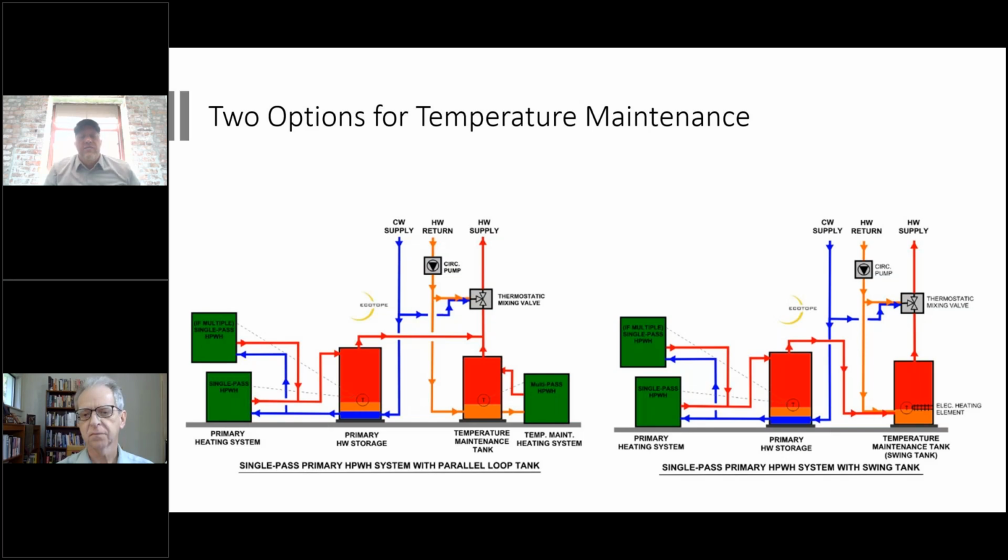So just hammering this down once again, for temperature maintenance, you either have a swing tank approach. Again, that keeps it separate from your hot water storage, and that's the system on the right. Or you've got a parallel loop tank, which is just a multi-pass heat pump dedicated to maintaining that temperature maintenance tank. Those are your two options to preserve large storage volumes on that primary storage.